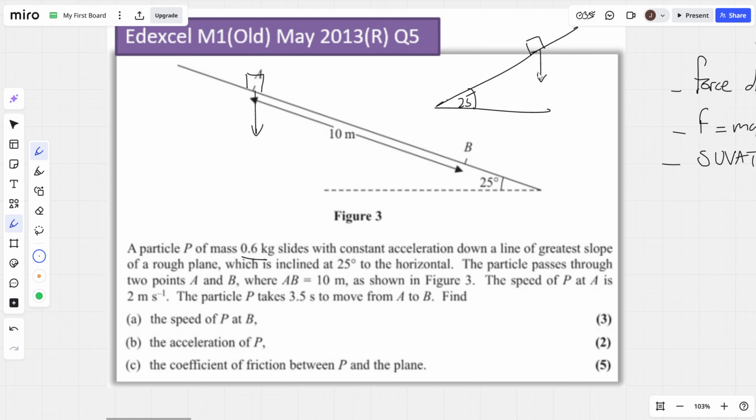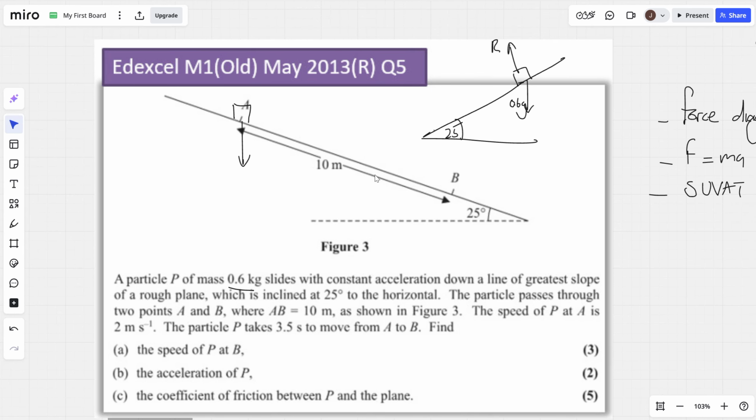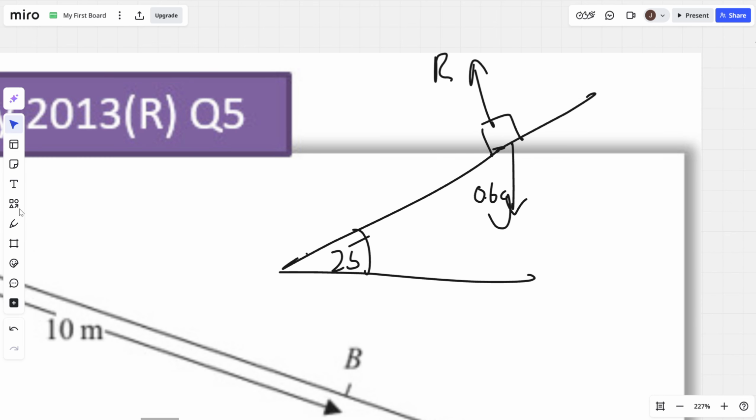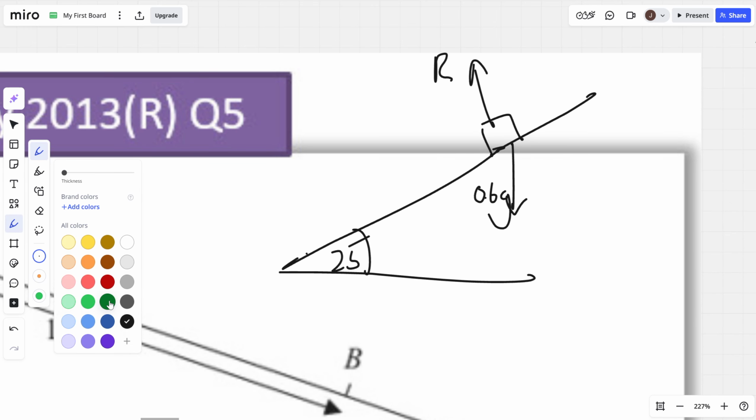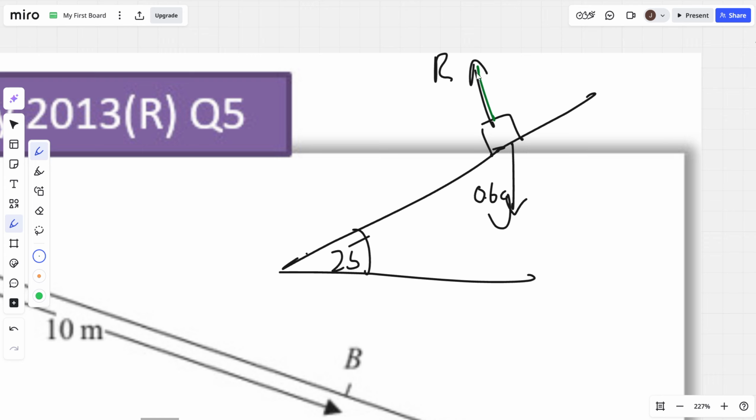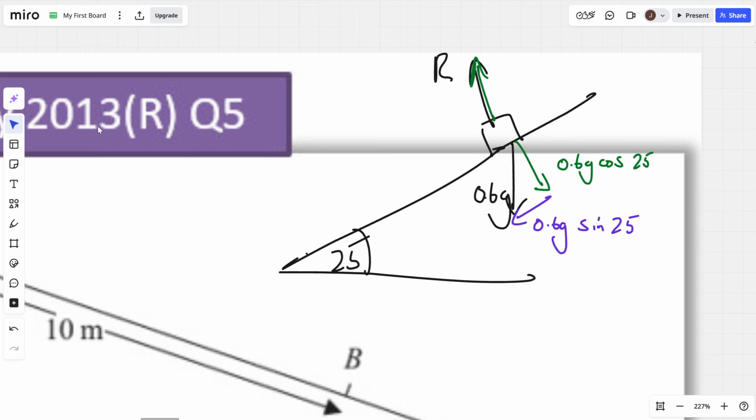So it's 0.6 G. There'll be a normal reaction, won't there? 25. Okay, shall we just sort of jump in and just start doing our force diagram with this? So we've got R in the perpendicular way. We've got 0.6 G, that will be a cos 25. This will be a 0.6 G sine 25. Then we've got to keep reading.